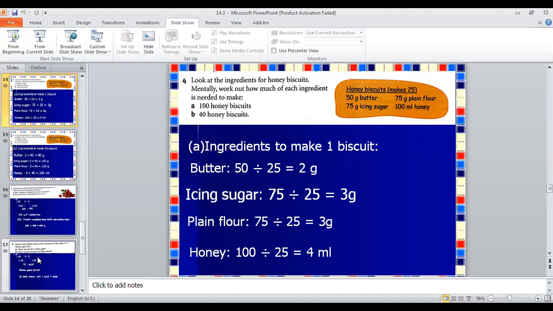Now part A in question number 4, look at the orange part in the question. Honey biscuits make 25, right? 50 butter, 75 sugar, 75 this amount to make 25. So I will find the amount for one part, then I will multiply by 100 or by 40 according to the question. Now it's written in front of you, it's for one part.